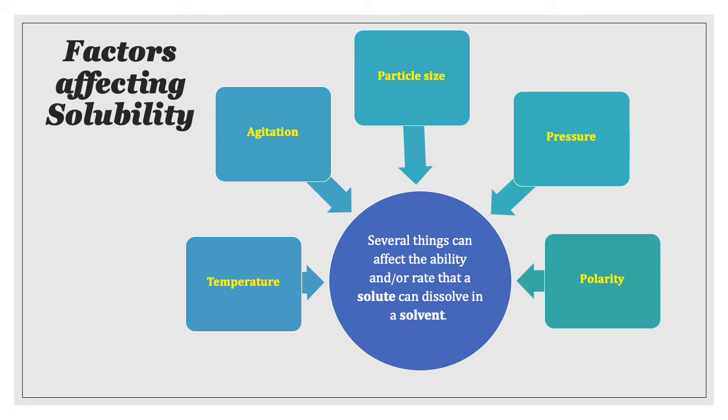Okay, so now we need to talk about some factors affecting solubility. Some factors that affect either the rate at which something can dissolve or whether something can dissolve at all, the ability for it to dissolve, are temperature, agitation, particle size, pressure, and polarity. And we're going to go through and talk about each one of these individually.